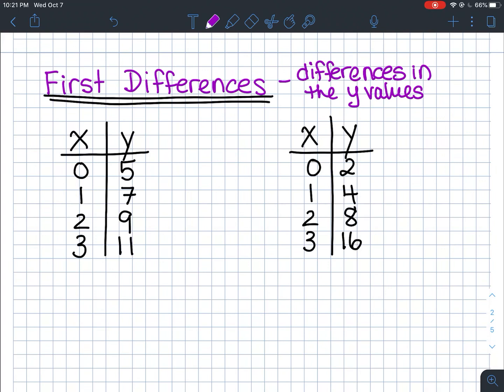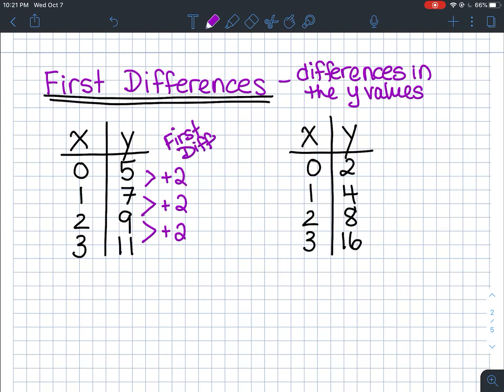Okay, if I look at my y values, I try to see, between 5 and 7, what happened? Did it go up? Did it go down? It went up. 5, 6, 7. It went up by 2. Okay, what happens from 7 to 9? 7, 8, 9. It went up 2. What happens from 9 to 11? 9, 10, 11. It went up 2. So these are called first differences.